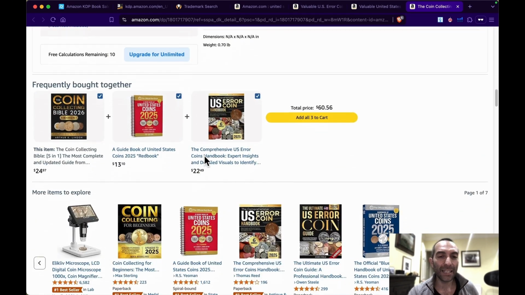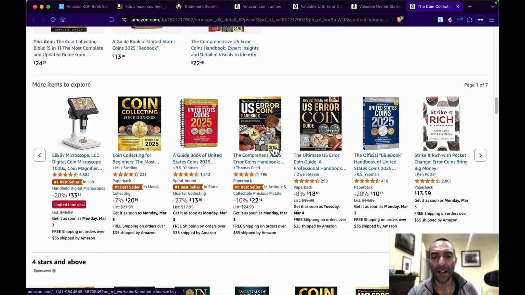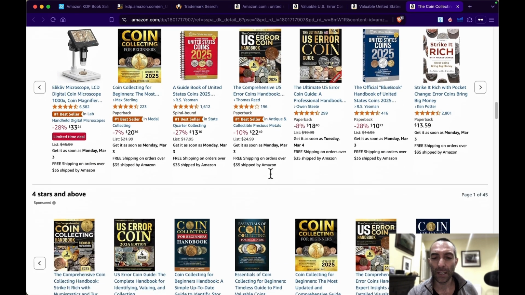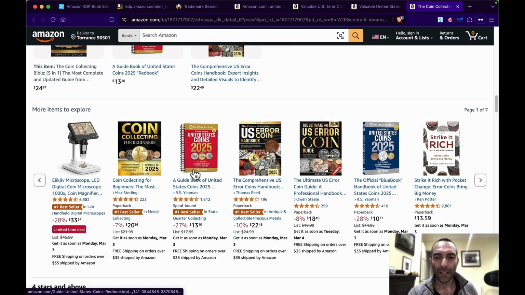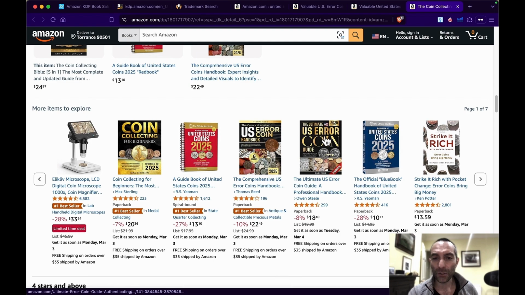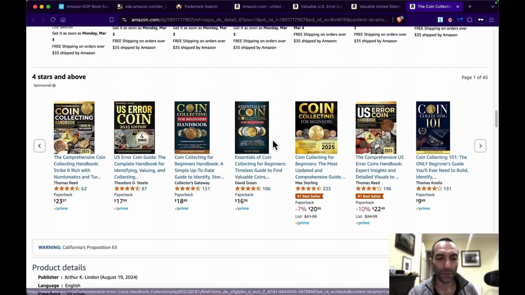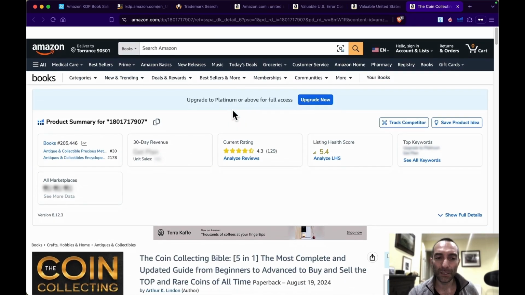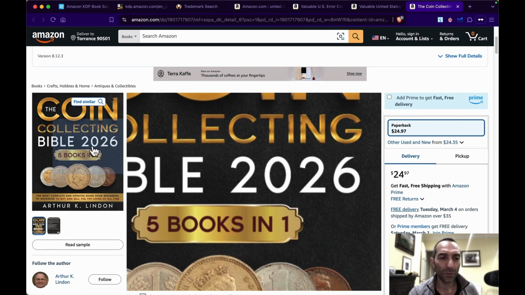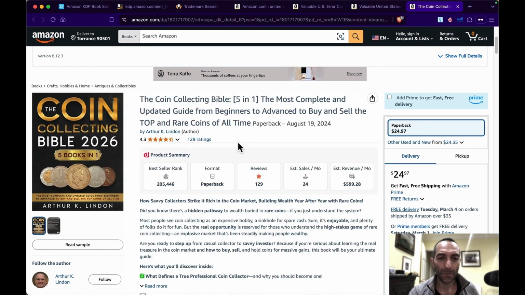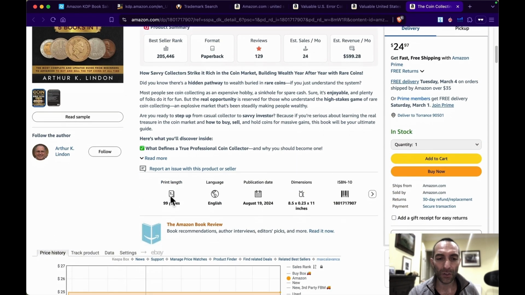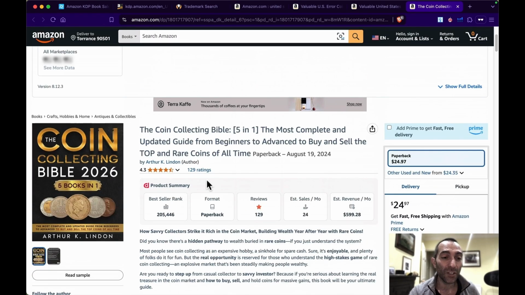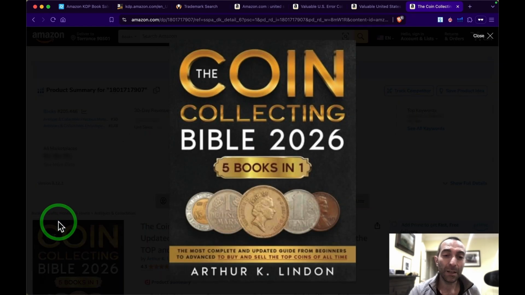One thing that you can see is the same. Look, if I go here, the same pattern as usual in the cover. The font is always gold. Obviously we're talking about coins, so that's smart. This is bad, Arthur Linden, my friend. Why would you do 2026 and 5 books in one? How many pages you got there? 99 pages. I mean, you got 5 books and you got not even 100 pages. Really? Isn't it a little bit misleading?